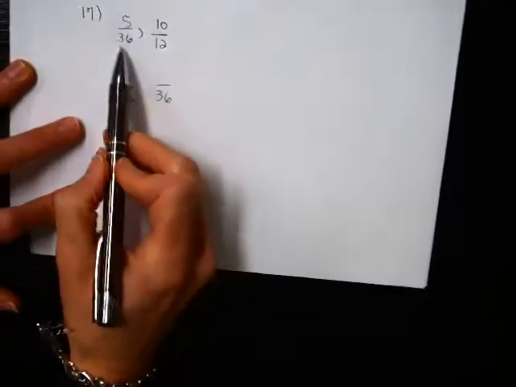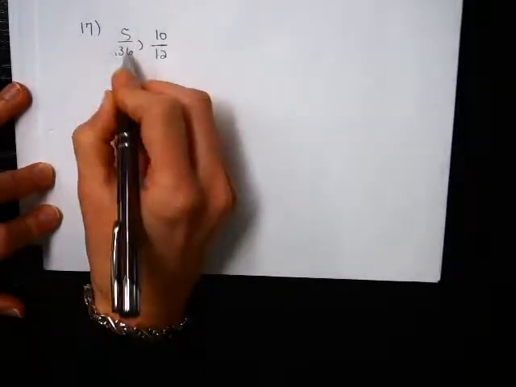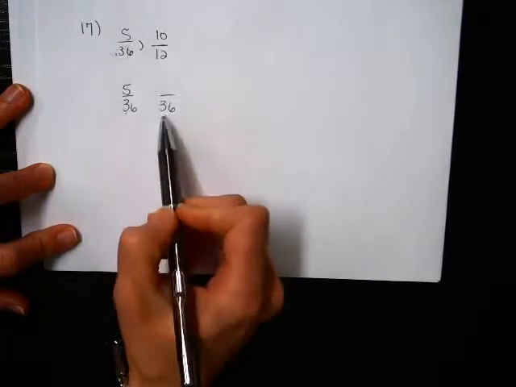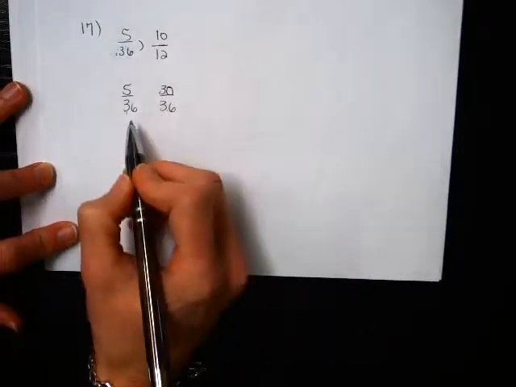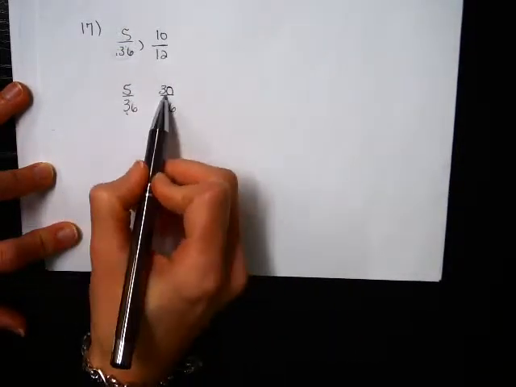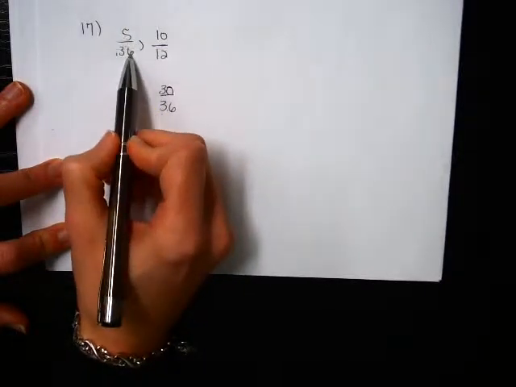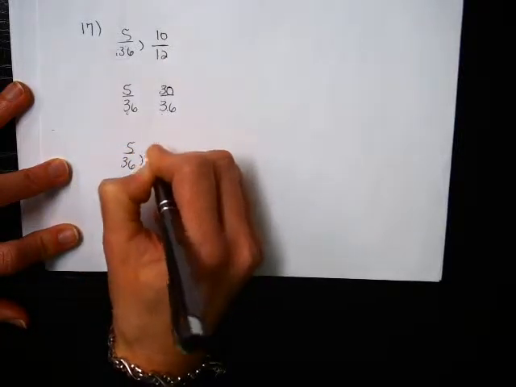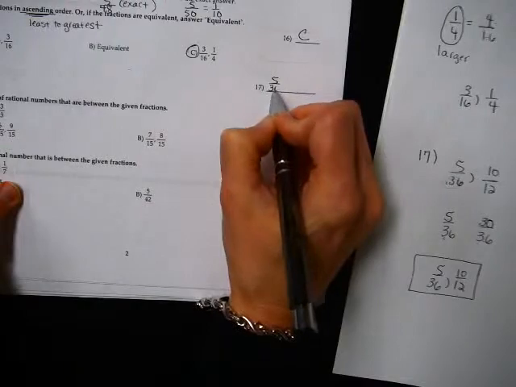So let's just keep these the way they are. 36, of course, goes into 36 one time. 1 times 5 is 5. Of course, this is going to stay 5/36. Okay, let's get the equivalent fraction here. 12 goes into 36 3 times. 3 times 10 is 30. Well, least to greatest, of course, 5 is less than 30. So that means if we go back to our original numbers, 5/36 is less than 10/12. And so that would be ascending order. Okay. And so we'll just put that in the blank.